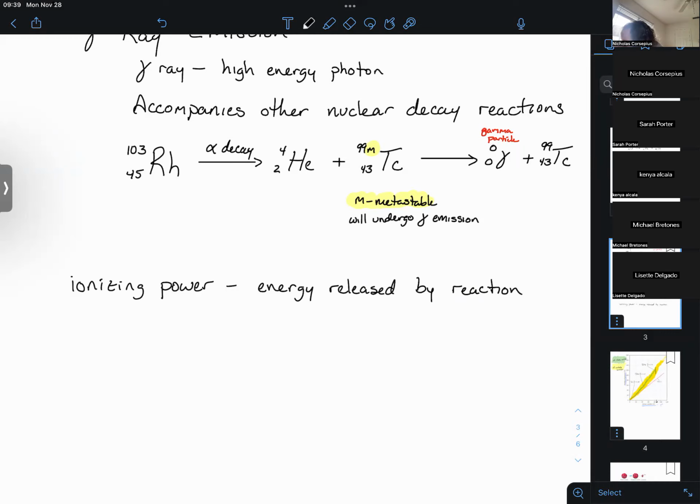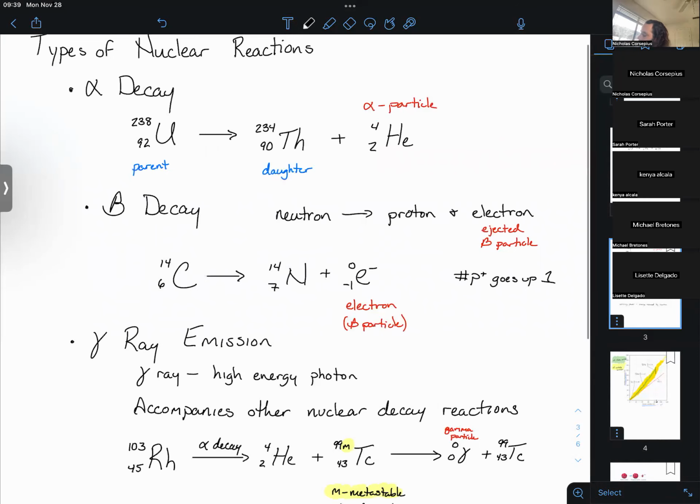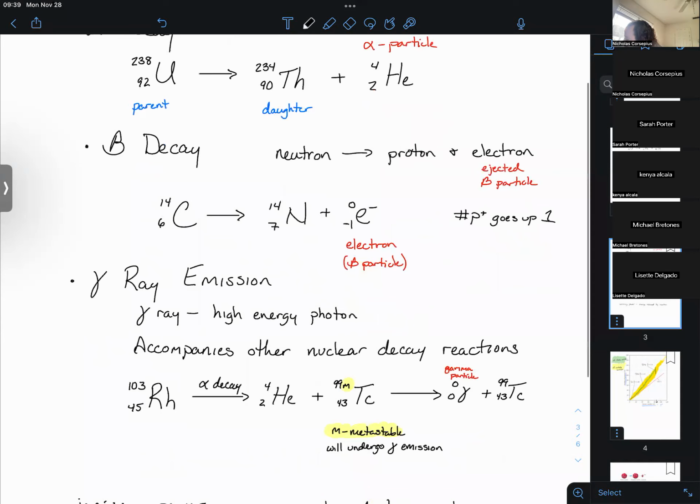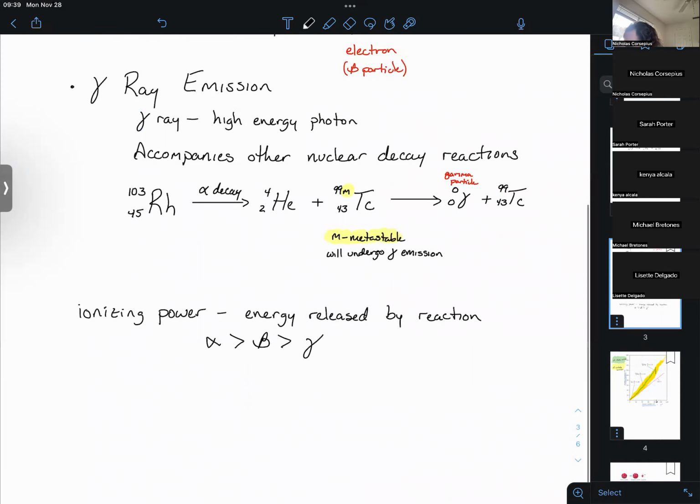And here, the more massive particle, which is that alpha particle, right? That's quite huge compared to a beta particle, which is an electron that has some mass, but not really much. And then a gamma particle, which is this massless photon. So an alpha particle has greater ionizing power than a beta particle, has greater ionizing power than a gamma particle, right? Just the energy that's released when that particle flies away. All right.